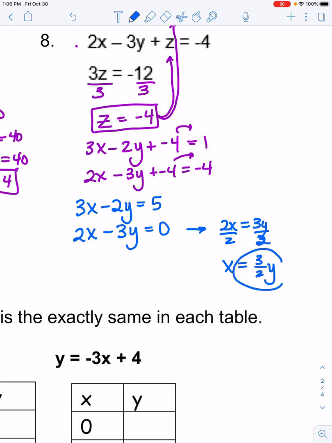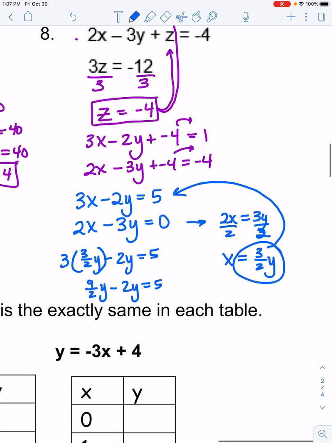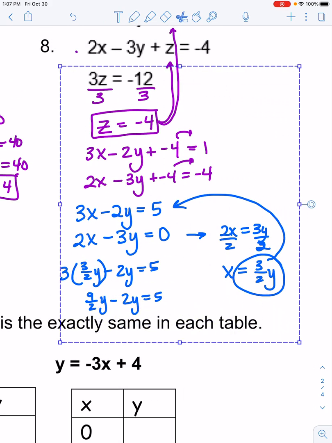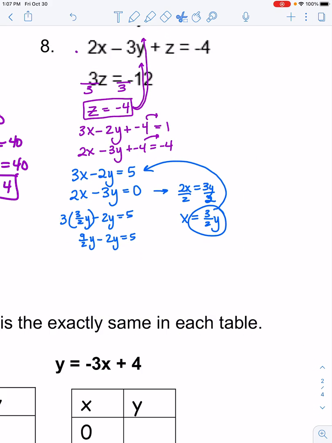Now I can plug this in to the x on the top equation here, and I get 3 times 3/2 y, oops, minus 2y equals 5. That's going to give me 9/2 y minus 2y equals 5. I'm running out of room here. Let's just make this all a little bit smaller. Okay, so 2y is really like 4/2, right?